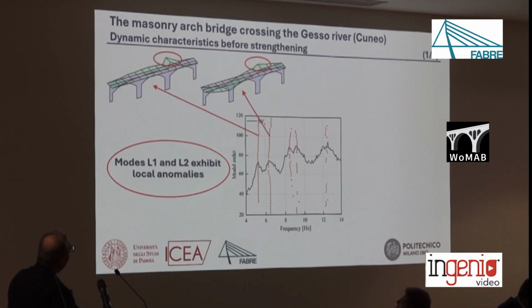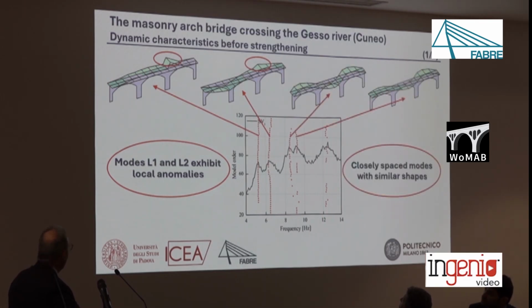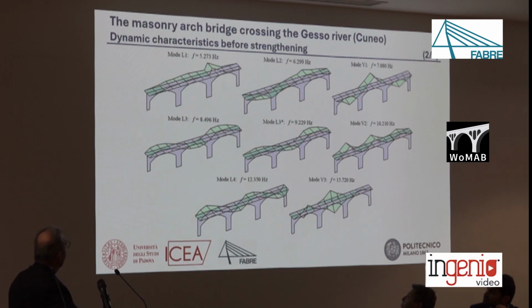But what is very interesting is that from these first 2 lateral modes, it is possible to see very clear local anomalies in the first arch, the one that is very close to Cuneo, on the Cuneo side. And in addition, we have 2 closely spaced modes with similar mode shapes, and especially in the field of laboratory testing, this kind of behavior is often called in the literature frequency splitting, and again, it is something that is related to the damage status, the damaged condition of the structure.